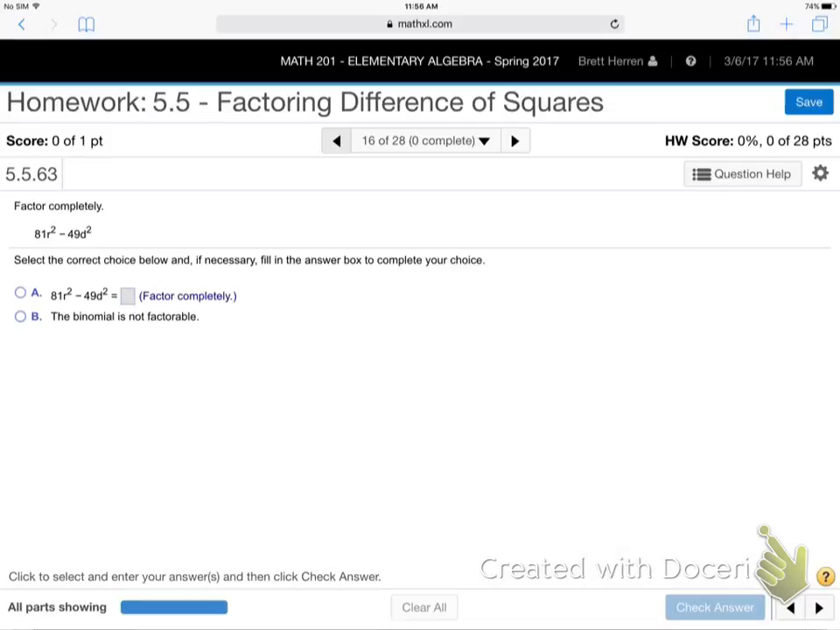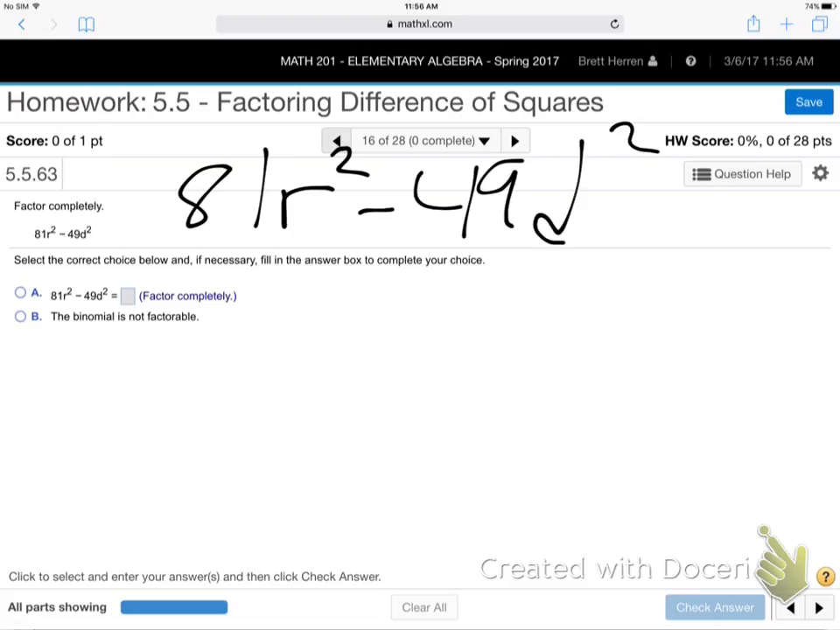Let's go forward. All right, try this one. 81r squared minus 49d squared. So it's 2 terms, so we're looking for FL. Does it have a negative in the middle? Yeah, so it's good. We don't have to reorder it. Just leave it in that order. FL.